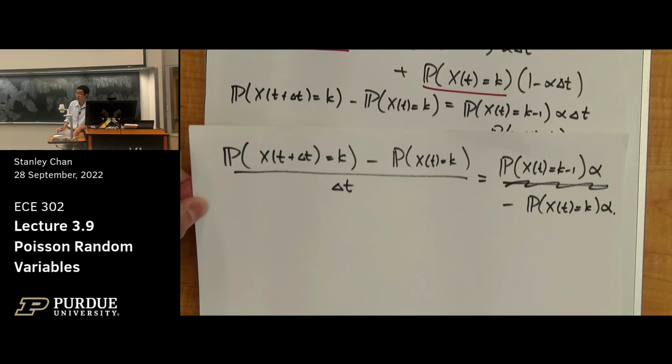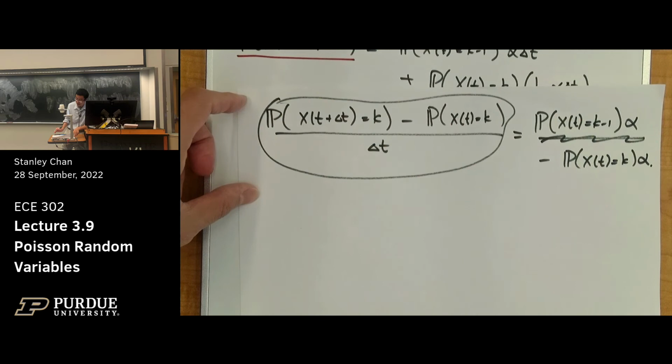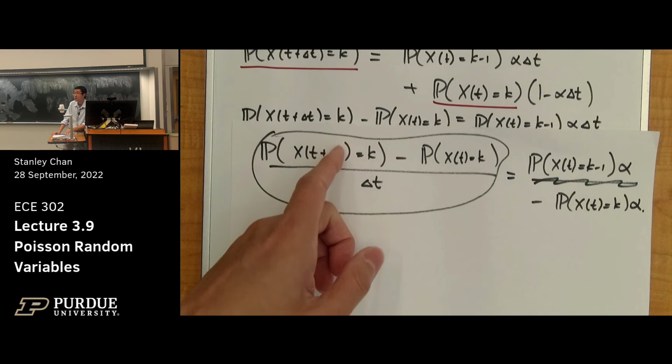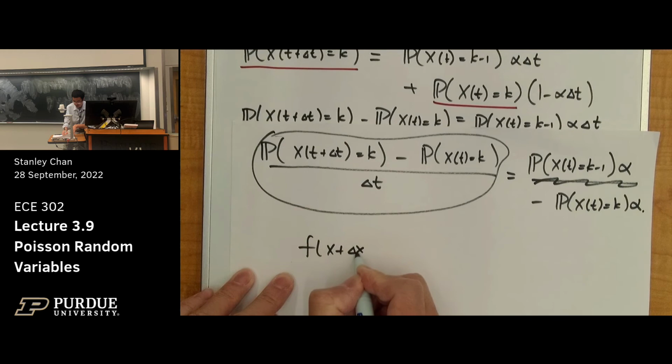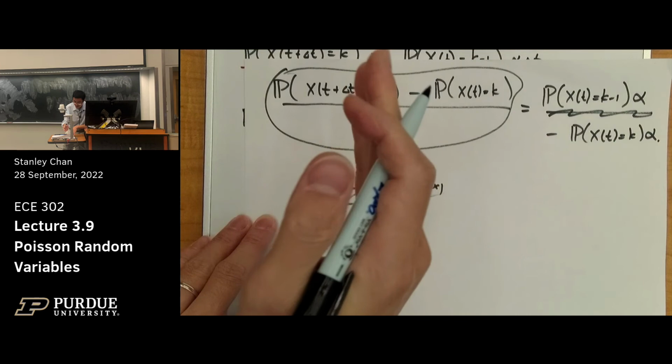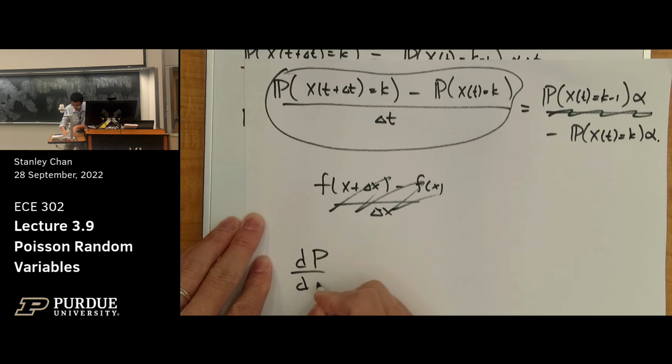So let us look at this thing here. This is something at t plus delta t minus something at t, divided by delta t. Does it look familiar? Let me recall: f of x plus delta x minus f of x, divided by delta x. What is it? That's just a slope. Exactly. So that's a slope. Okay, so you can set the slope and then set delta t equal to 0, limit delta t equals 0. You get that this is d/dt of this probability of x of t equals k.